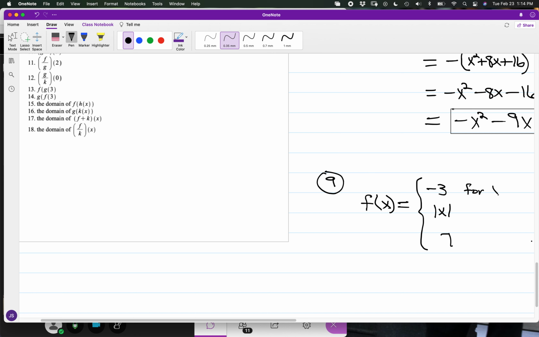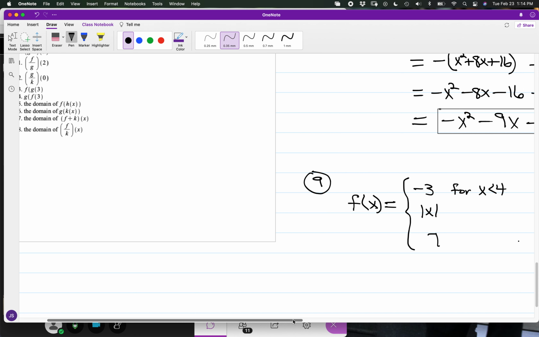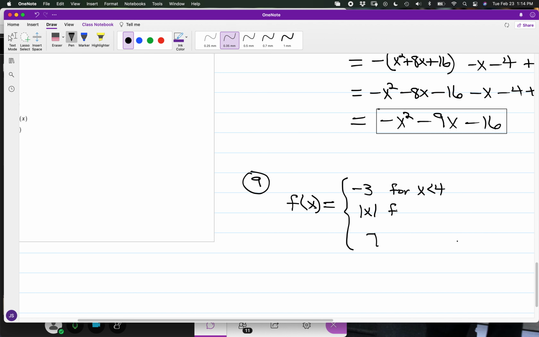that will be less than 4. And f of x is going to be equal to the absolute value of x for those values of x whereupon 4 is less than or equal to x, which in turn is less than 8, and we have f of x equal to 7 for those values of x that will be greater than or equal to 8.